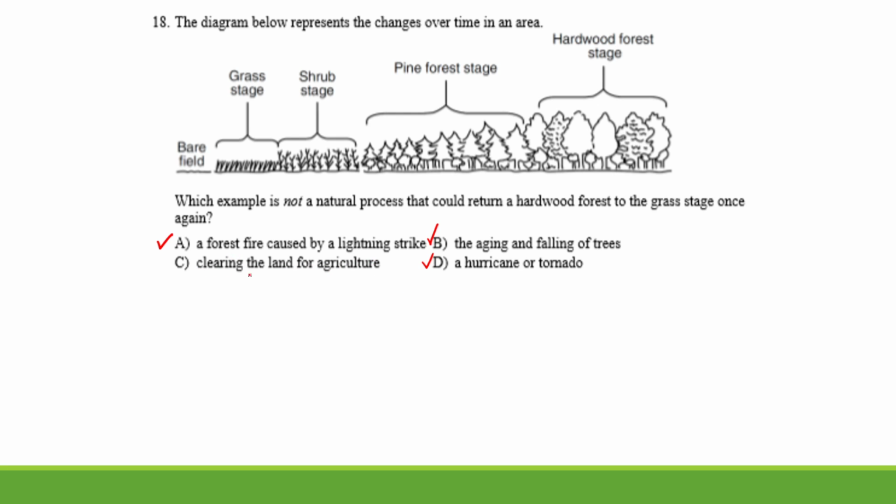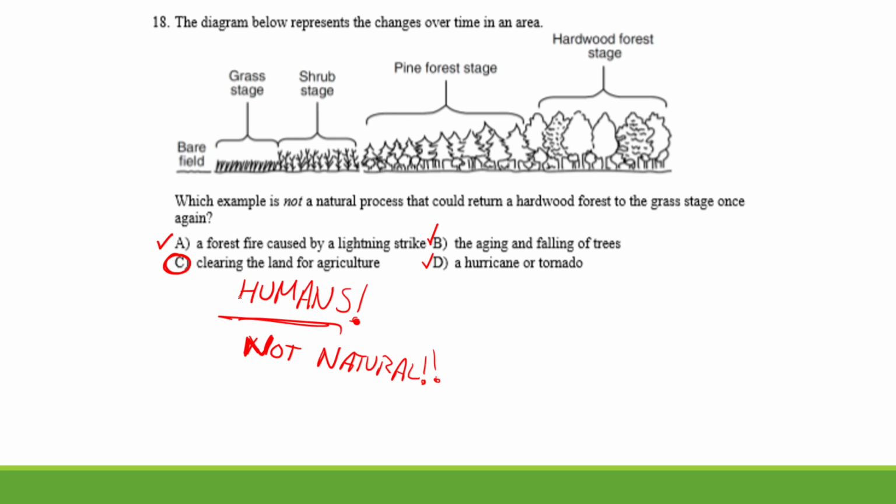Clearing the land for agriculture, that's humans. That's not natural. It's going to be our answer. Right? All of these things are going to take our hardwood forest and bring it back to the grasses, but only one of them is not natural.